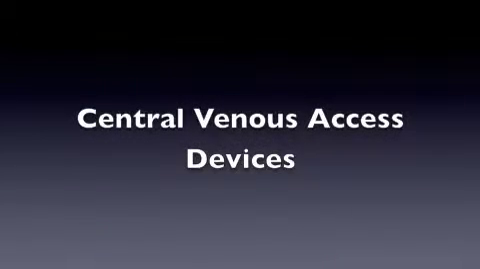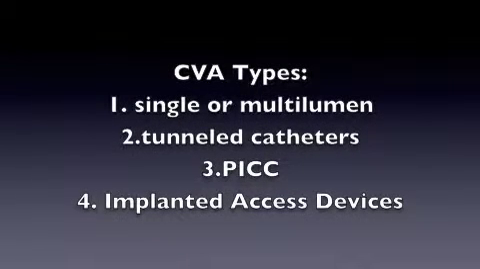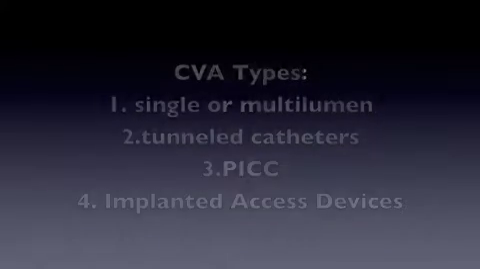CVAs are usually used when peripheral vein access is not available, or when long-term therapy is anticipated. Additionally, they may be used because the medications are irritating and there is a need for TPN. CVAs can fall into 4 categories, which we will be looking at briefly.